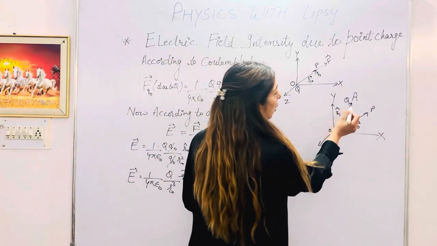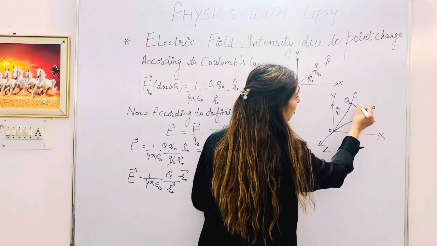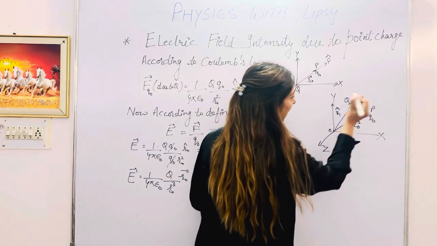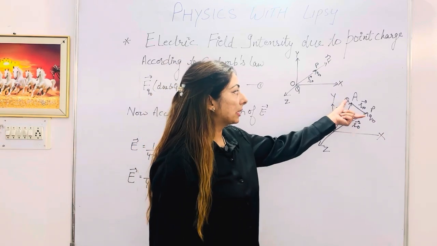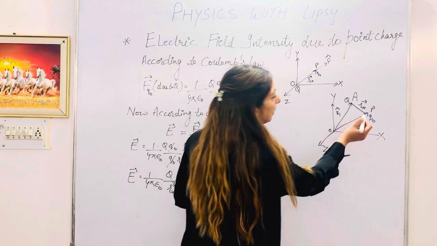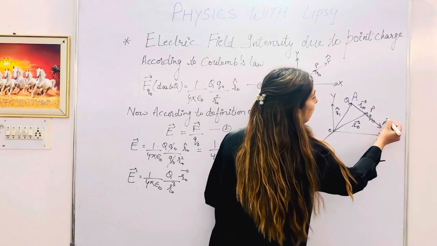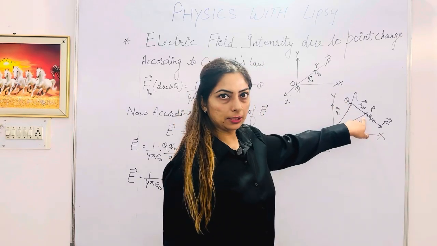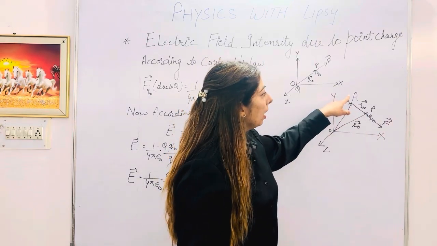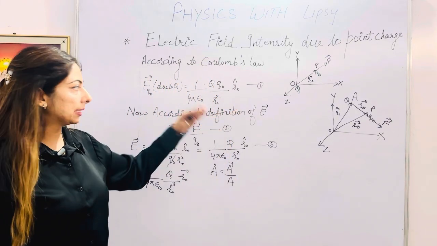Okay, so now the distance between this q charge and this q naught charge is, suppose, the vector r10, because we need to find out the distance between two charges to find the force according to Coulomb's law. The direction of force will be along AP, because we are finding the force due to this charge on this charge.